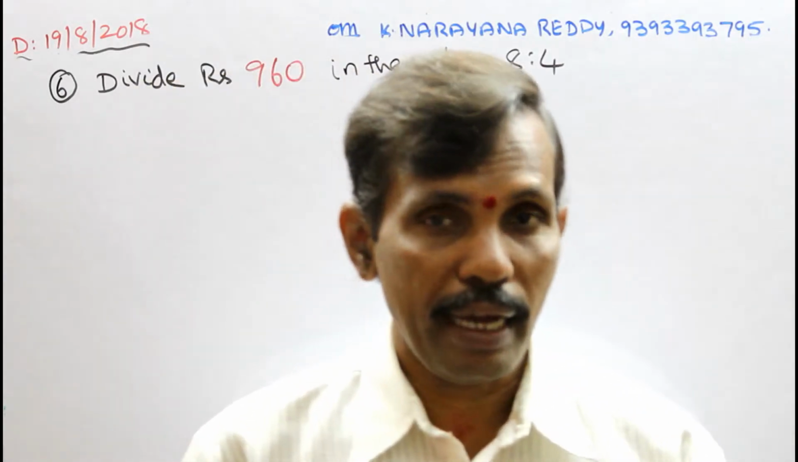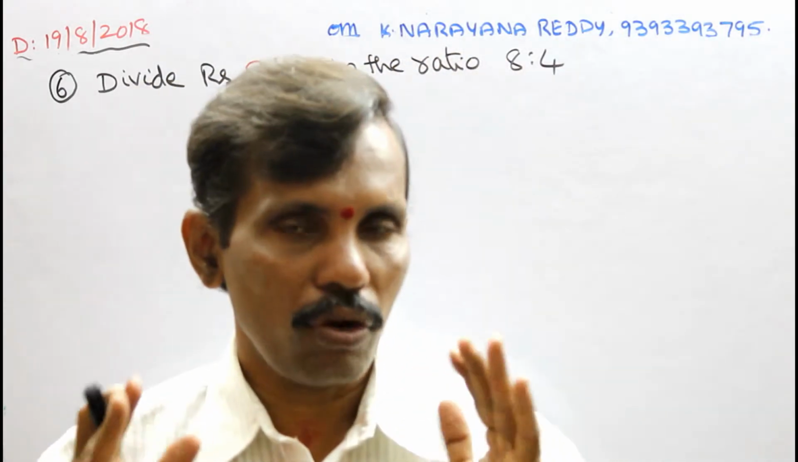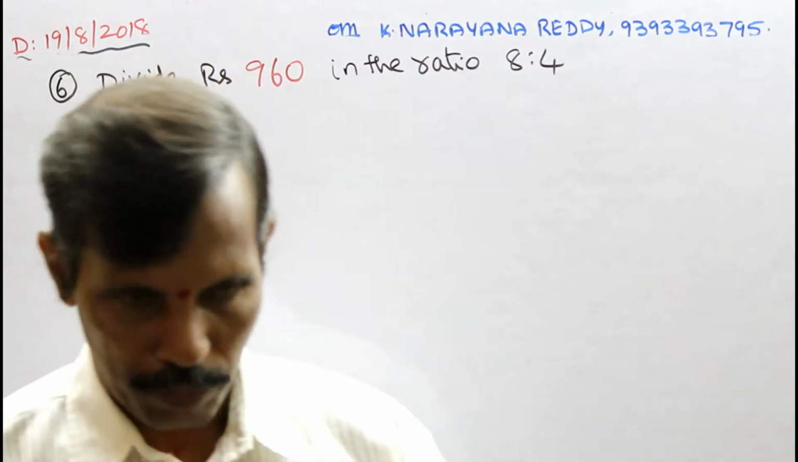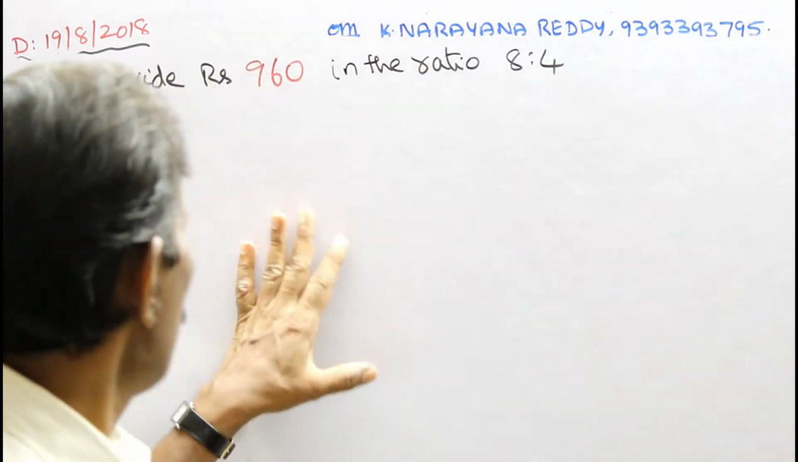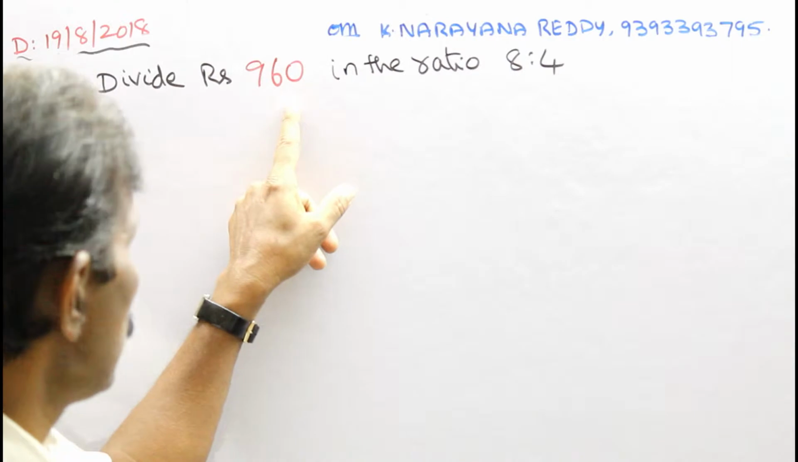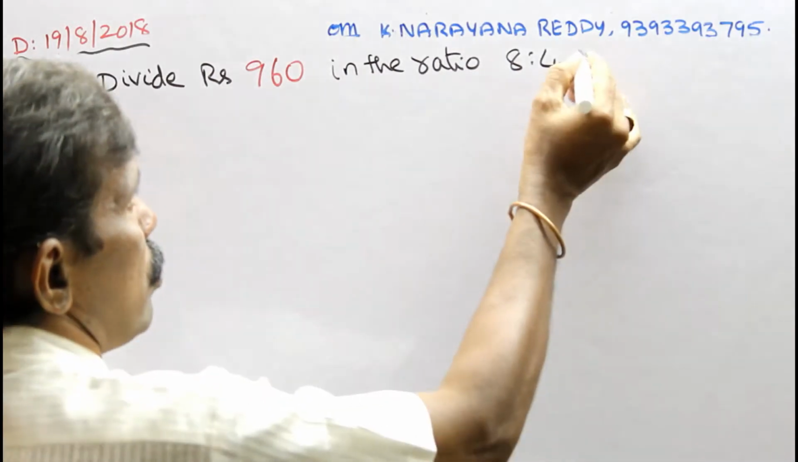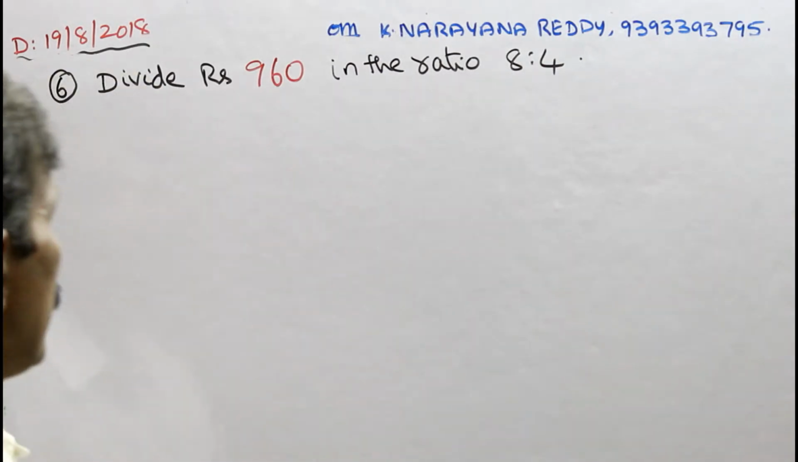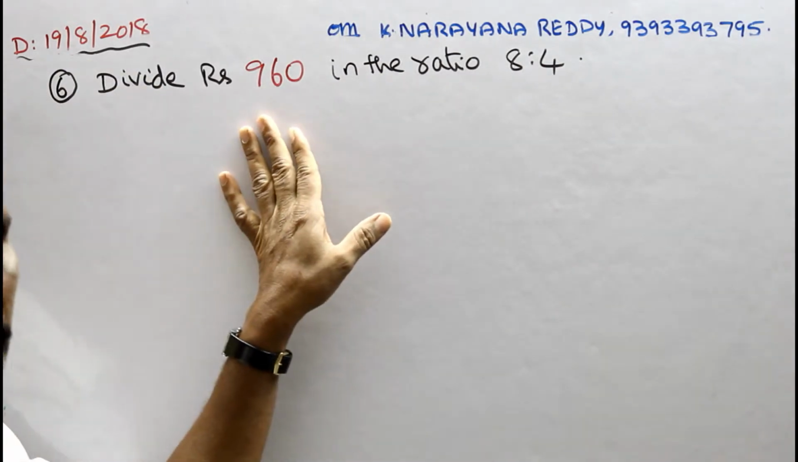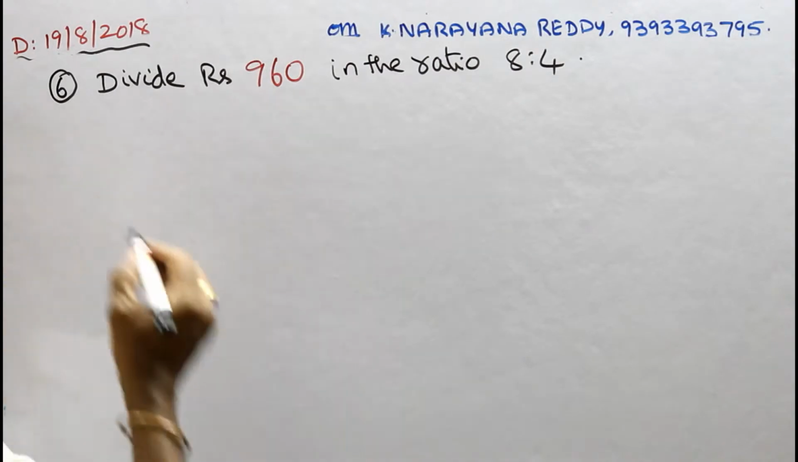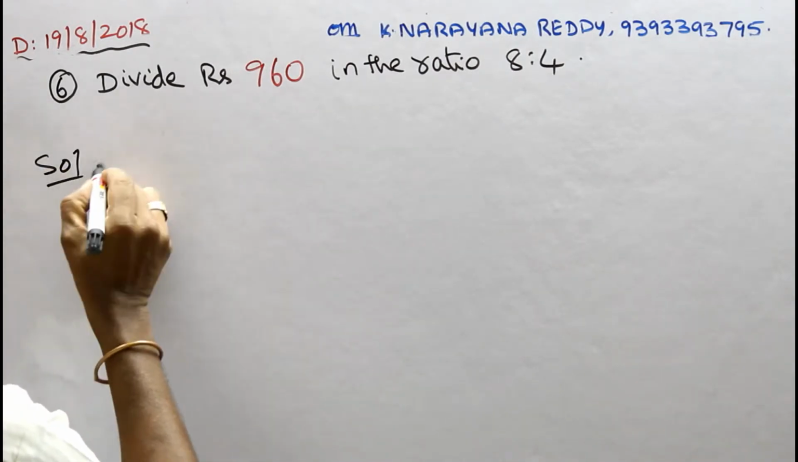Today in this class, I am explaining about problems regarding ratios and proportion. See the problem. Divide Rs 960 in the ratio 8:4. So now we have to divide this amount, that is 960 rupees, in the ratio 8:4. See here.